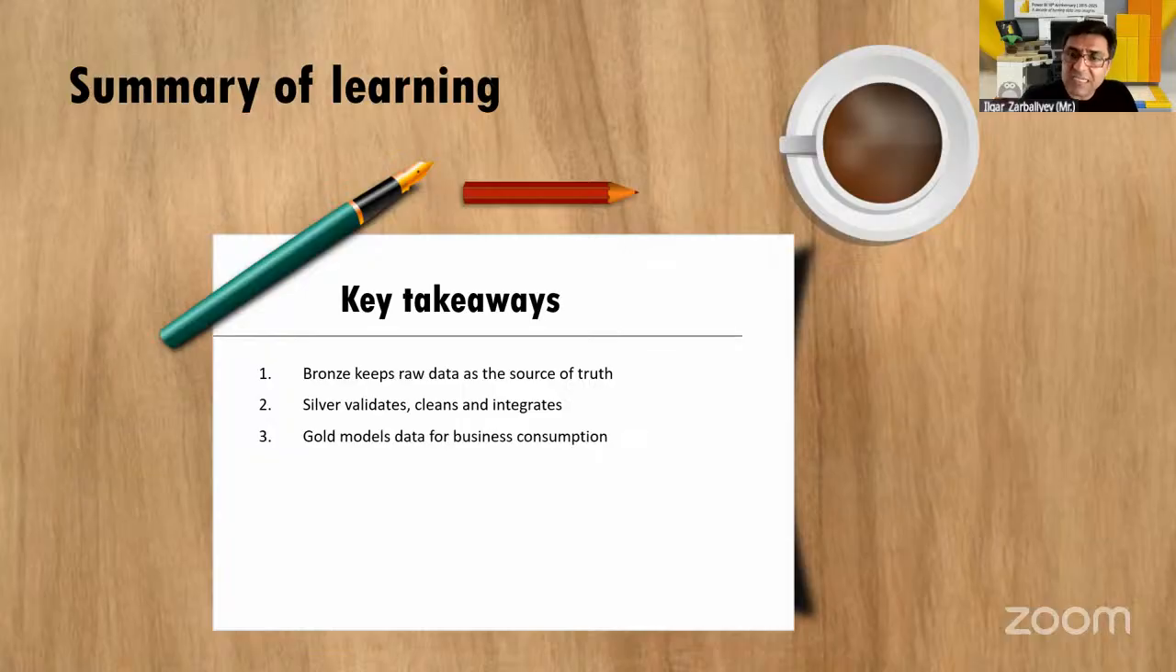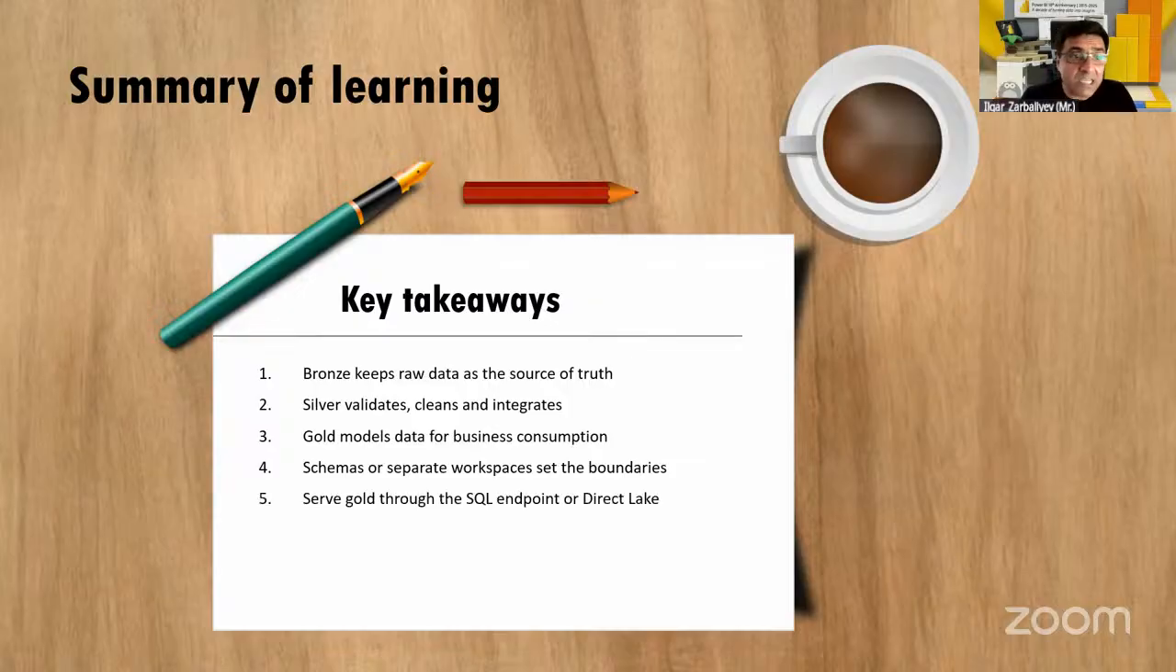Structure is a choice. Schemas in one lakehouse for simplicity. Separate lakehouse or workspace when you need isolation. Gold is served through the SQL Analytics endpoint for SQL users and through a Power BI semantic model with Direct Lake for report consumers. And finally, secure by layer with OneLake data access roles and version everything with Git. If you can explain these six points to a colleague tomorrow, you have got what this session was for.